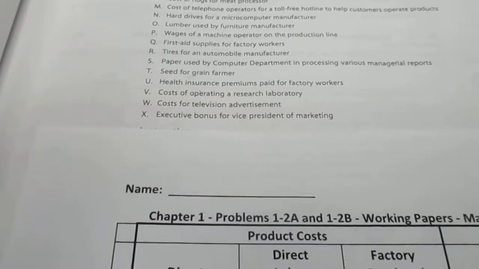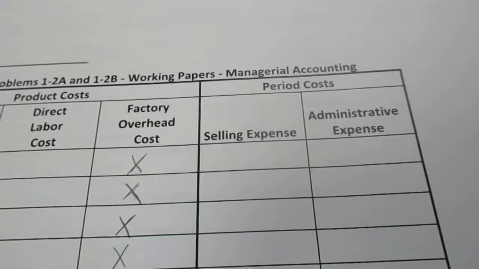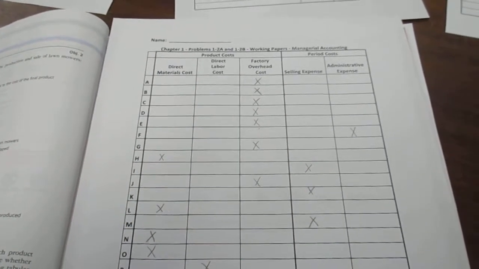And then our last one, executive bonus for the Vice President of Marketing. Again, marketing falls under selling expenses. So letter X would also be selling expenses. Okay, go ahead and pop back to your PowerPoint and finish learning about the rest of the chapter.